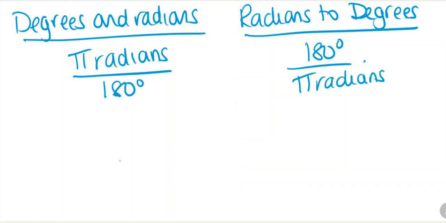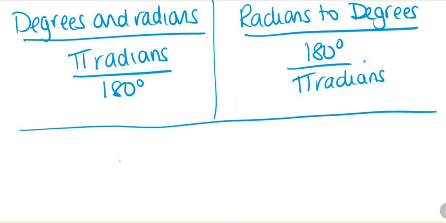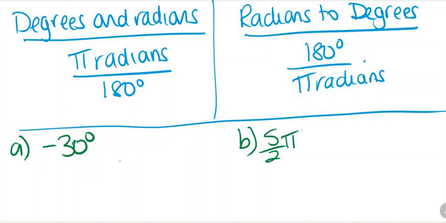Let's change my pen and we'll have an example. An example would be minus 30 and 5 over 2 pi. The minus 30 we need to convert from degrees into radians, and the 5 over 2 pi from radians to degrees. We're going to do minus 30 first.